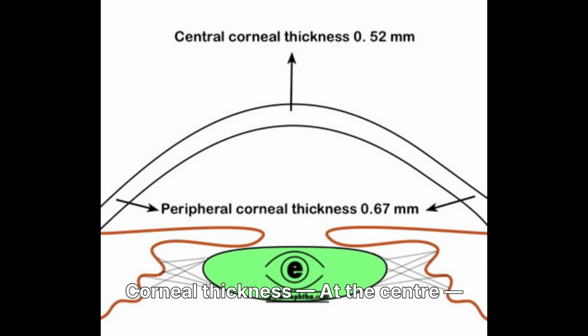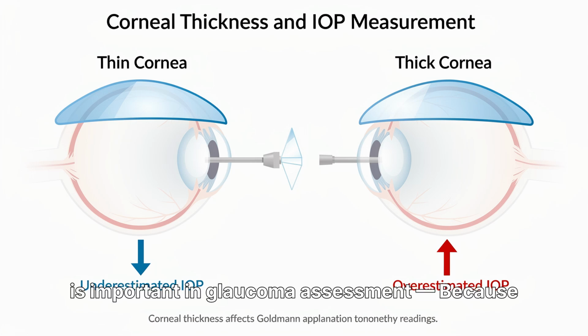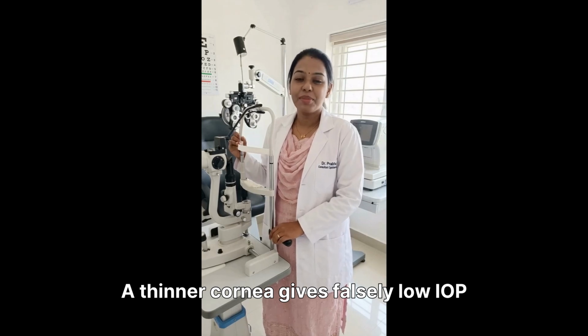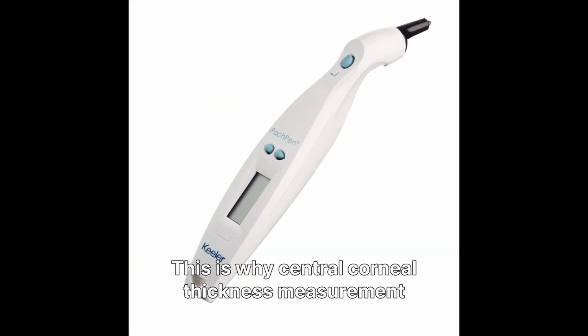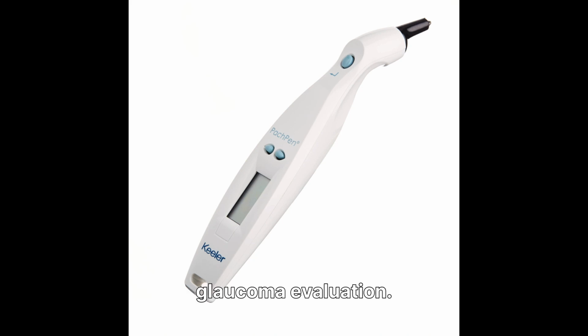Corneal thickness, at the center, 0.52 millimeters, approximately half a millimeter. At the periphery, it is slightly thicker, around 0.67 millimeters. This difference in central and peripheral thickness is important in glaucoma assessment because corneal thickness directly affects intraocular pressure readings. A thinner cornea gives falsely low IOP readings, and a thicker cornea gives falsely high readings. This is why central corneal thickness measurement, called pachymetry, is essential in glaucoma evaluation.